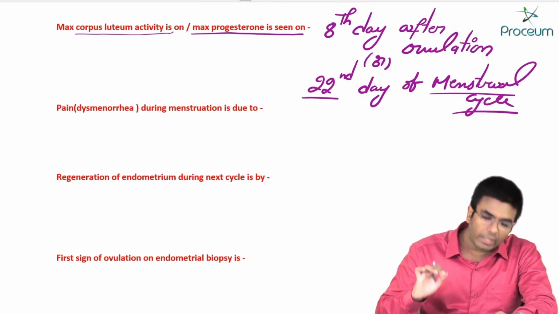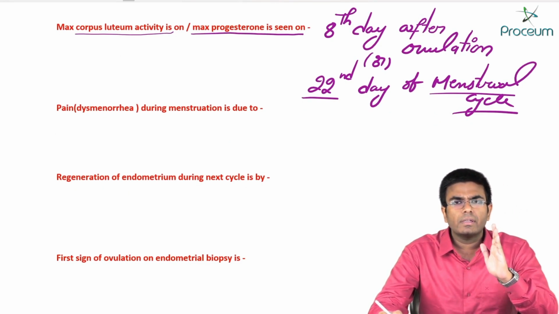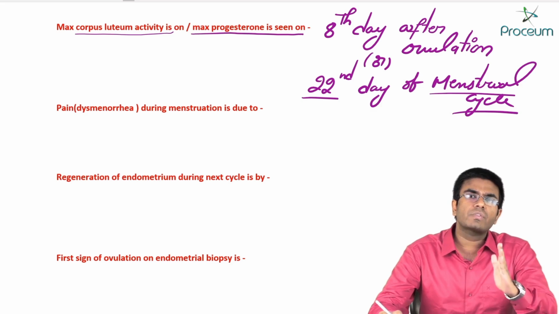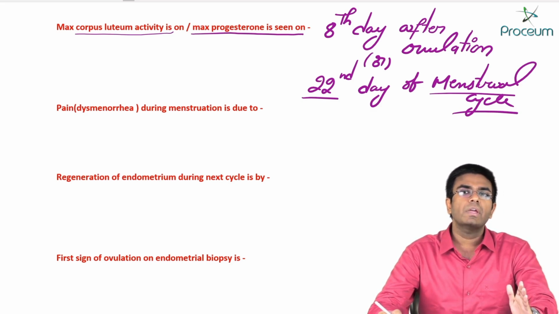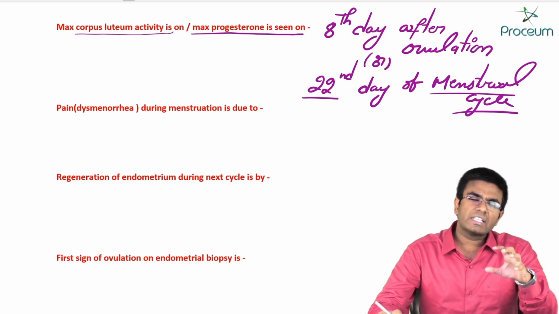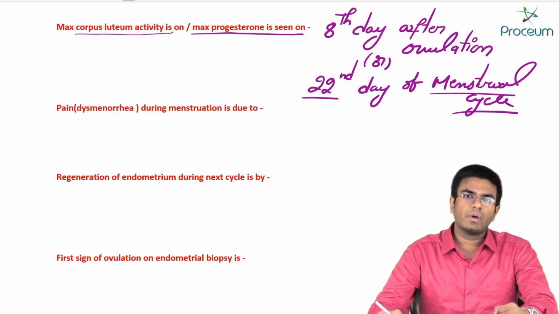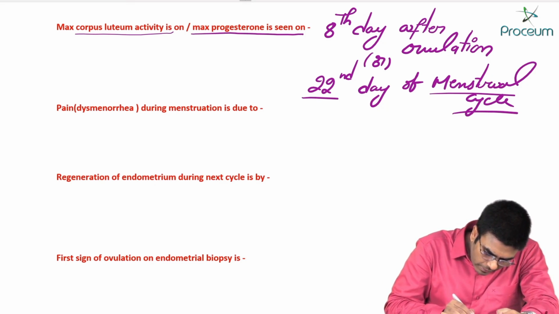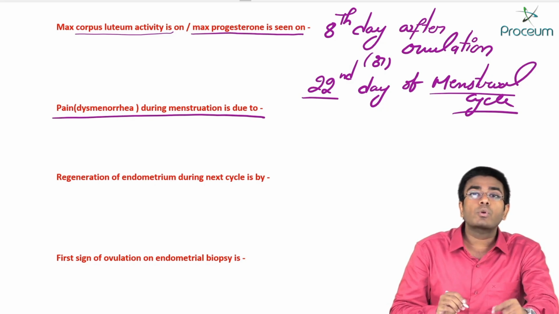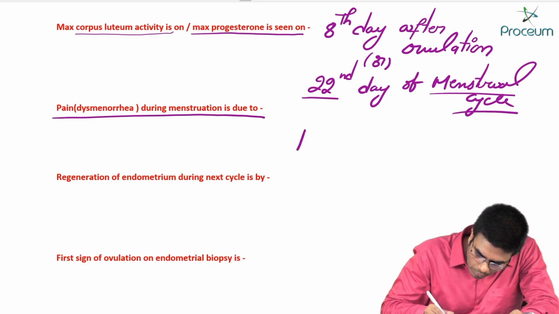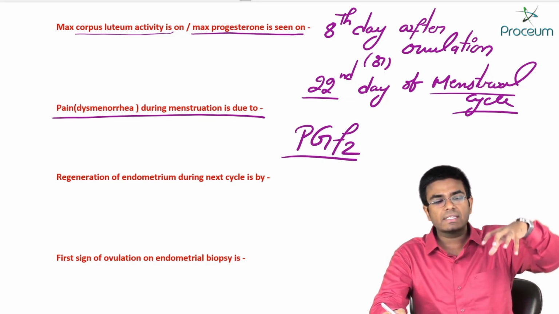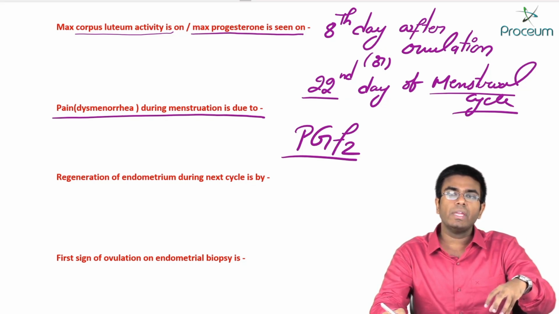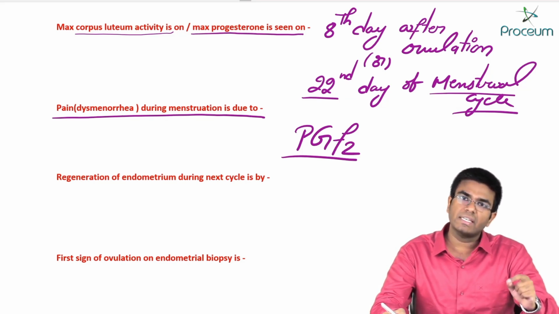Now, pain during menstruation. Guys, during a normal, healthy menstrual cycle, a female will experience pain. Okay, that is absolutely normal. This is dysmenorrhea. Now, what is responsible for this pain causation? So, pain during menstruation is due to prostaglandins, especially prostaglandin F2. Prostaglandin F2 is produced. These prostaglandins will cause the uterine contractions, and that causes the pain during menstrual cycle.